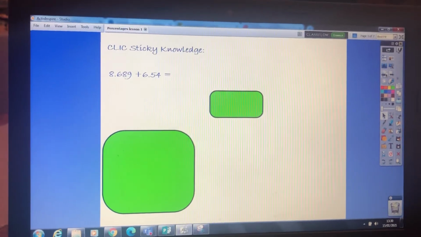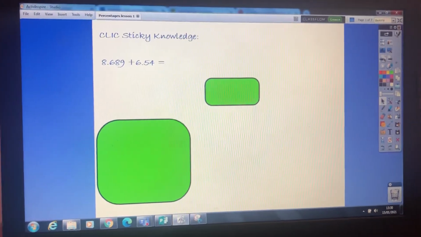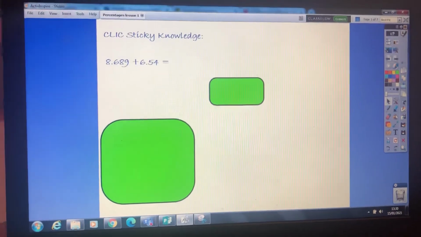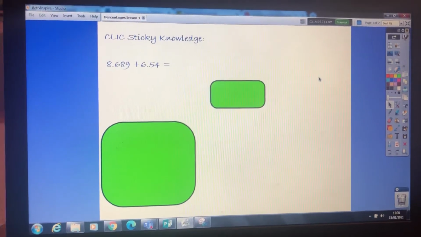You're going to be starting in your new Maths No Problem workbook and textbook B, but before that, we're going to be looking at some sticky knowledge.